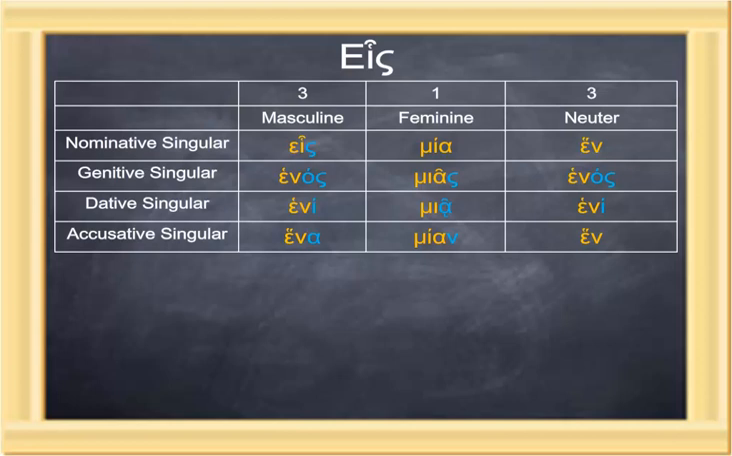In the neuter, there is no ending for the neuter nominative singular, so just the stem, hen, henos, heni, and hen follow logically. The feminine is based on a totally different stem, mia, to which the standard first declension case endings are added. Nothing, sigma, iota subscripted, and nu. Obviously, there's no plural for the adjective one.